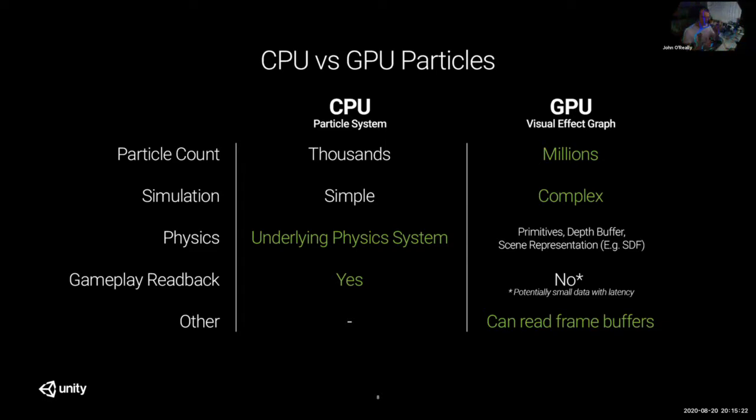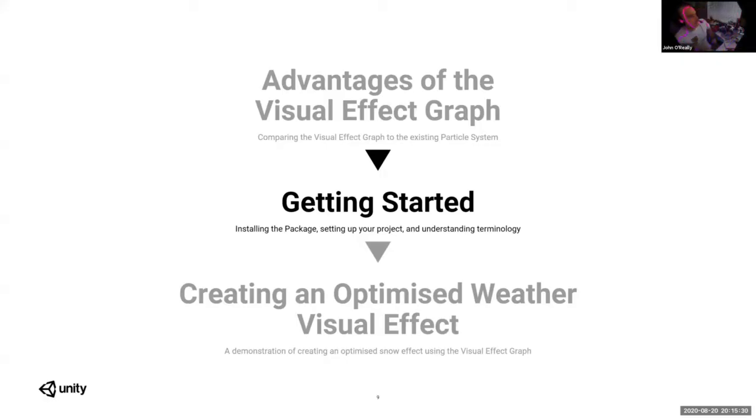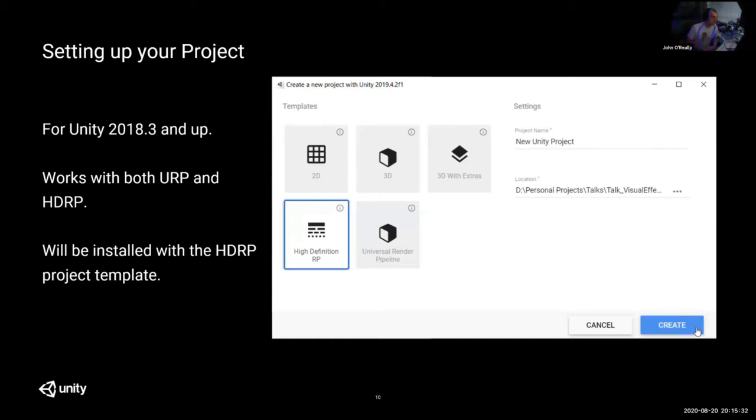And you also have the benefit of reading frame buffers, much like the depth buffer or color pass, which is super handy for a lot of effects. So, getting started. Visual Effect Graph works with Unity 2018.3 and up, so I'm assuming most of you are working in non-production projects right now, and even if you are working in production, I would have hoped that you've upgraded to 2019 at this point, in which case Visual Effect Graph works.